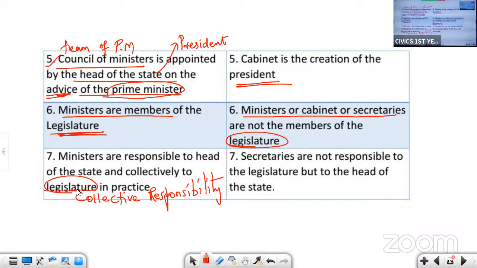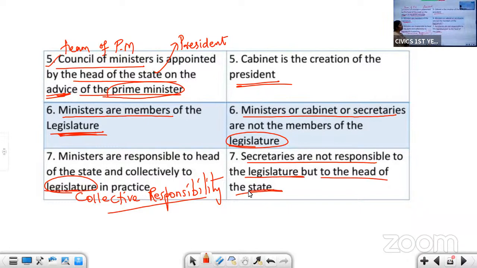So there is the principle of collective responsibility in the parliamentary form of government. What does it mean? All the ministers along with the prime minister are answerable to the legislature. Whereas in the presidential form of government, secretaries are not responsible to the legislature, but they are answerable to the head of the state.